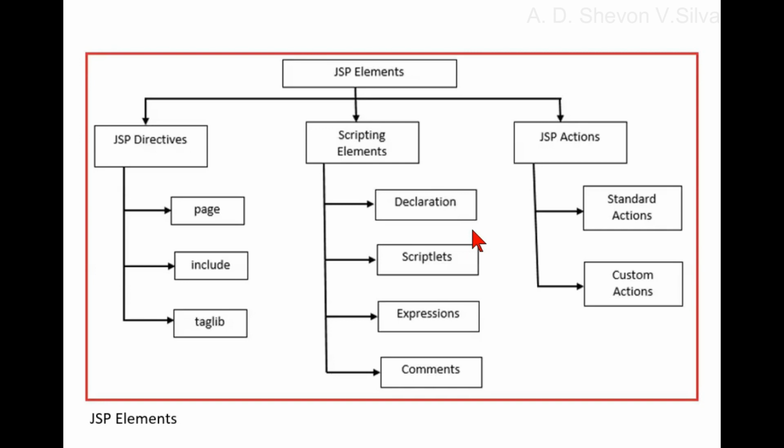When you write a declaration in a JSP page, remember these rules. First, the declaration must be ended with a semicolon. To open, less than sign, percent sign, exclamation, int i equals 0, semicolon, percent, greater than sign.